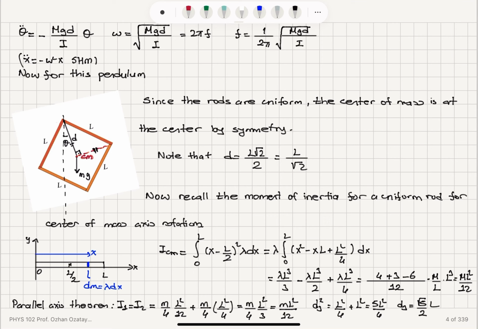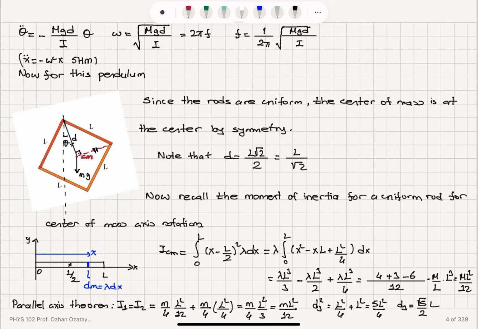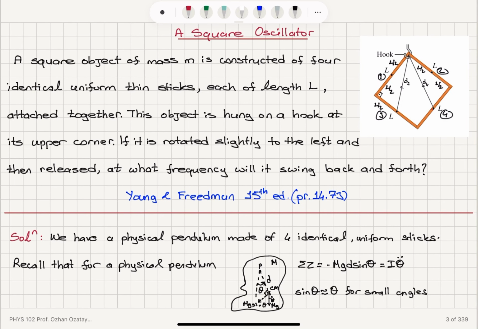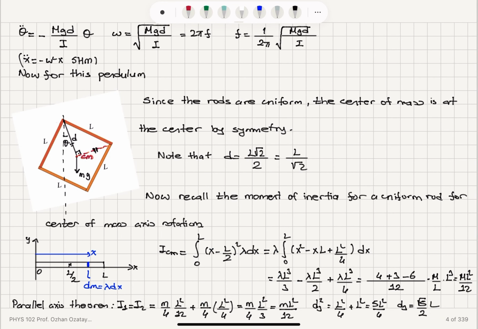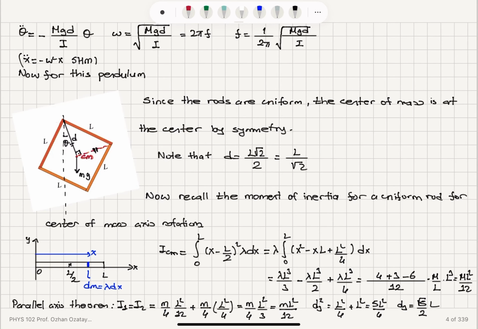Now if we apply this result to our physical pendulum here, the total mass capital M here is the total mass of the 4 rods, that's m. And then we have d, the distance between the center of mass and the rotation axis. The center of mass is right in the middle, and the distance between the center of mass and the rotation axis will be approximately equal to here L square root 2 over 2, if this is a small angle. So that will be our distance.